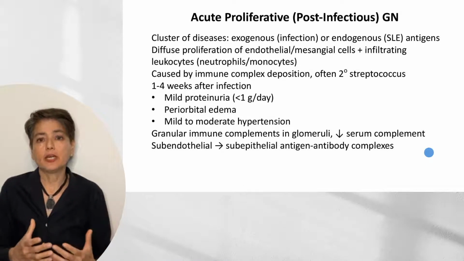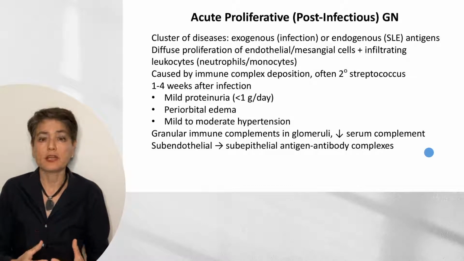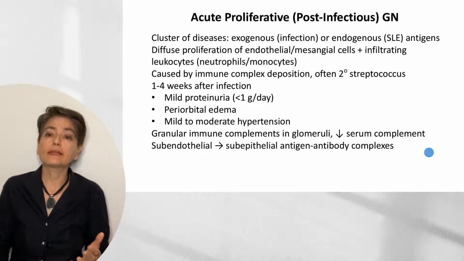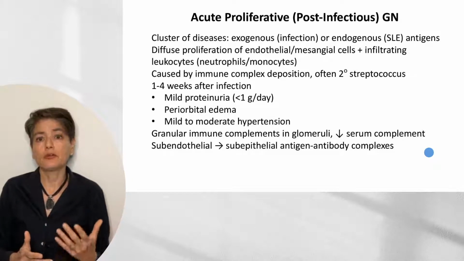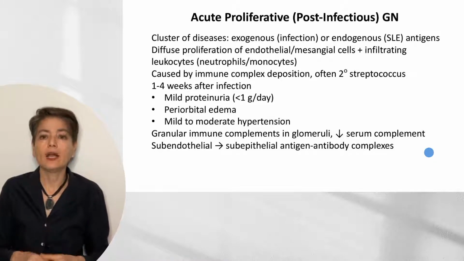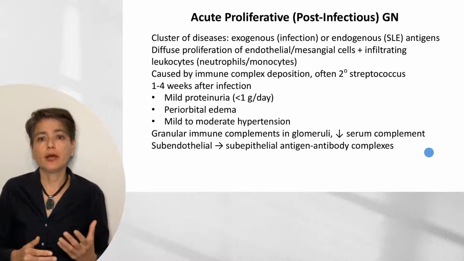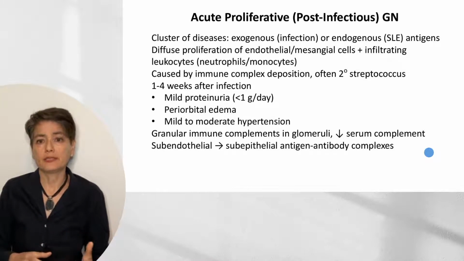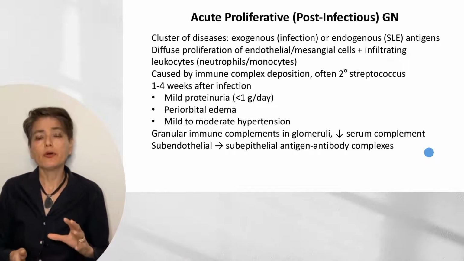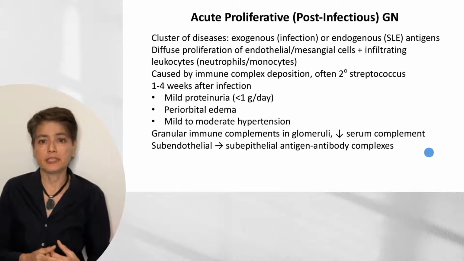And as the name tells you, acute proliferative, we're going to get a diffuse proliferation of cells. So we're going to have proliferation of endothelial and mesangial cells, as well as infiltrating leukocytes, both neutrophils and monocytes. So when we look at an image of this, which I'll show you in the next slide, it's going to look very cellular. Now, acute proliferative glomerulonephritis is caused by immune complex deposition, and as I mentioned, often secondary to streptococcus. I'm going to focus here on what we see in children because it's more common in children. You can also see this in adults.